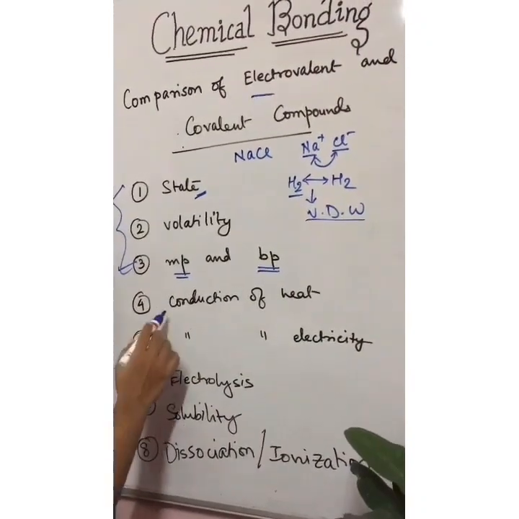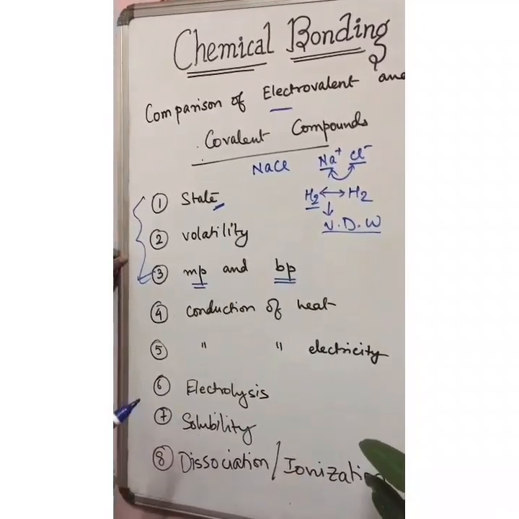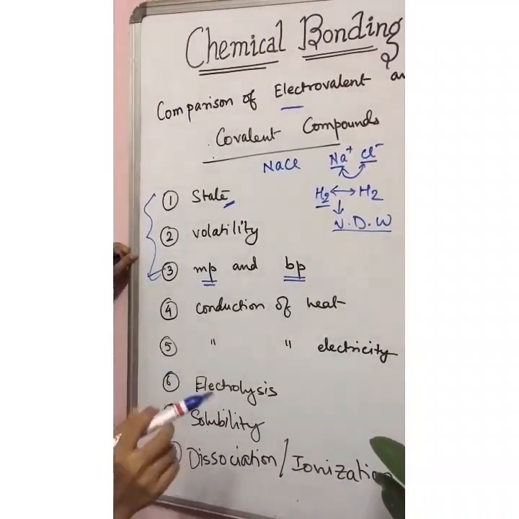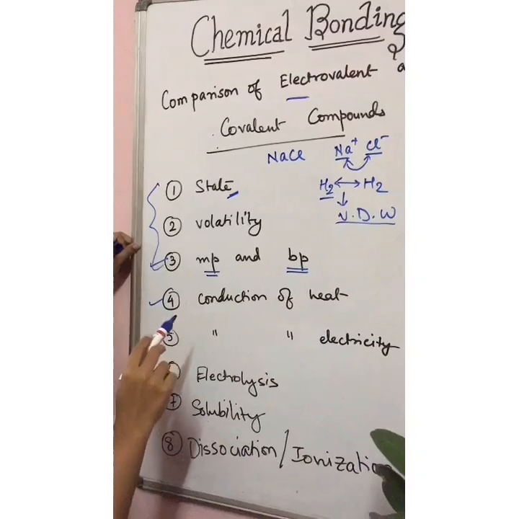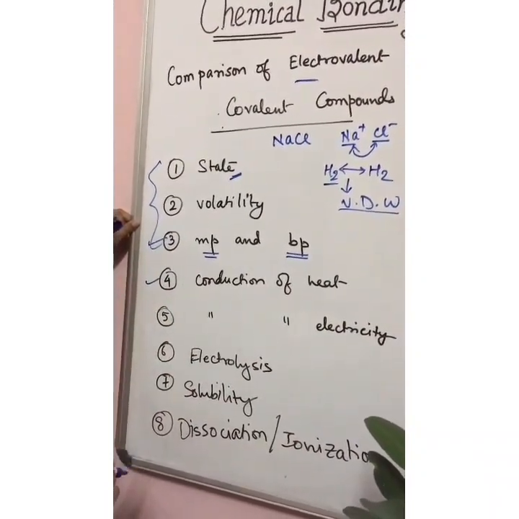The same point is being used in the first three characteristics. The next point is conduction of heat. Electrovalent compounds exist in solid state, so the solid state can easily conduct heat. That is why electrovalent compounds are good conductors of heat, whereas covalent compounds are bad conductors of heat.